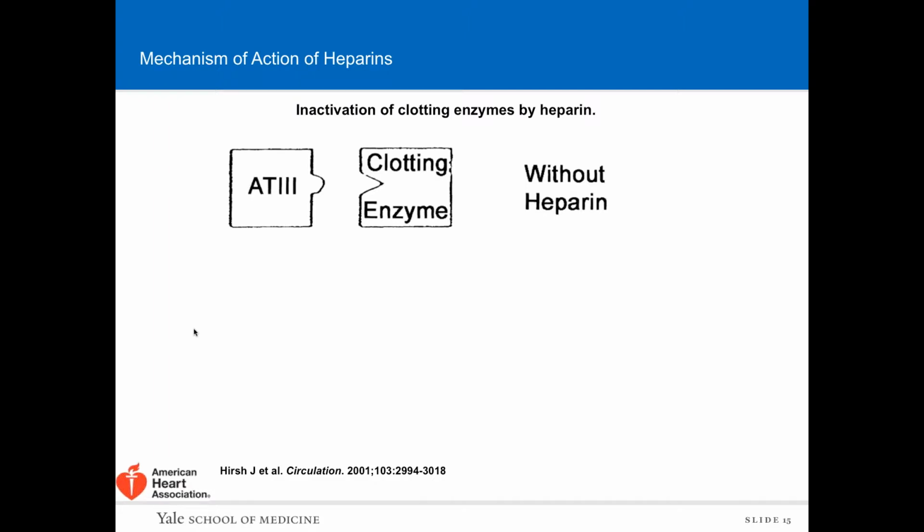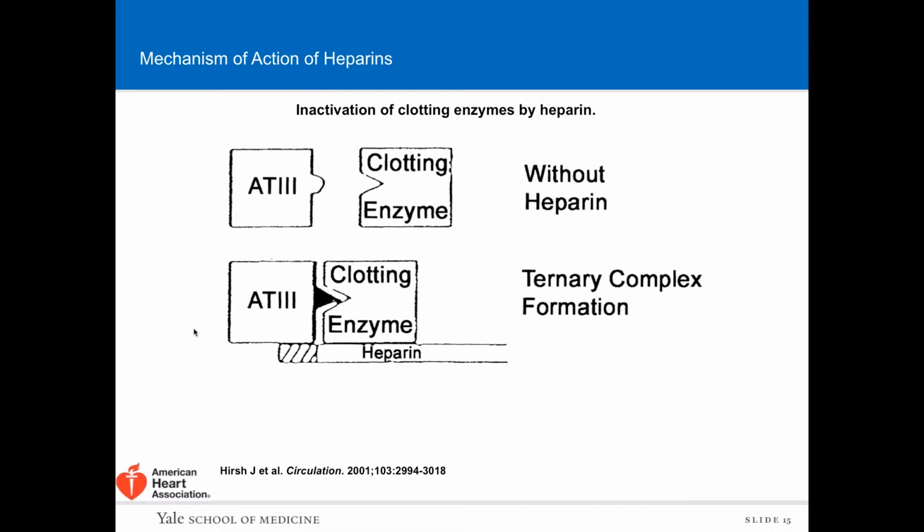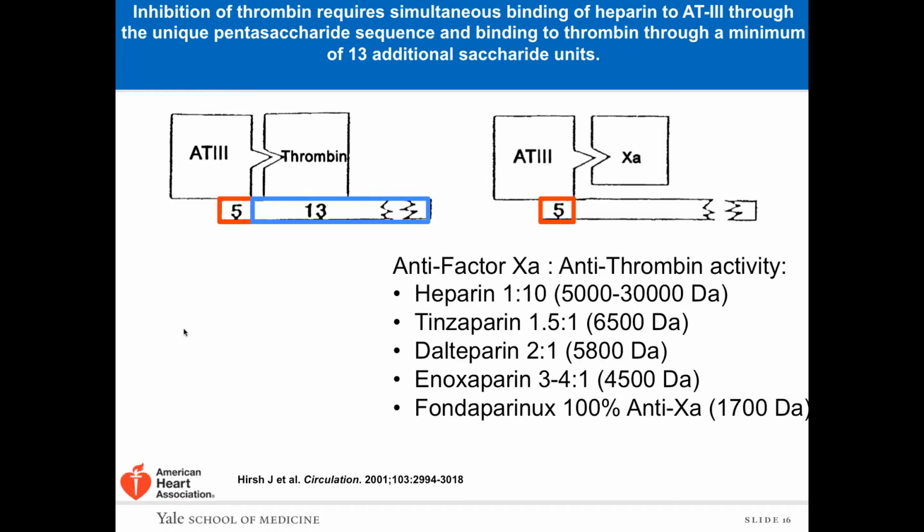This is the interaction between antithrombin 3 and clotting enzymes in the absence of heparin, which is to say there is no interaction. In the presence of heparin, antithrombin 3 is able to bind to various clotting enzymes and leads to anticoagulation. The binding of antithrombin 3 to different coagulation enzymes depends on the size of the heparins. Larger heparins are able to bind to both anti-10A and thrombin, whereas smaller heparins only bind to anti-10A. And thus the ratio of antithrombin to anti-10A activity varies depending on the size of heparin.